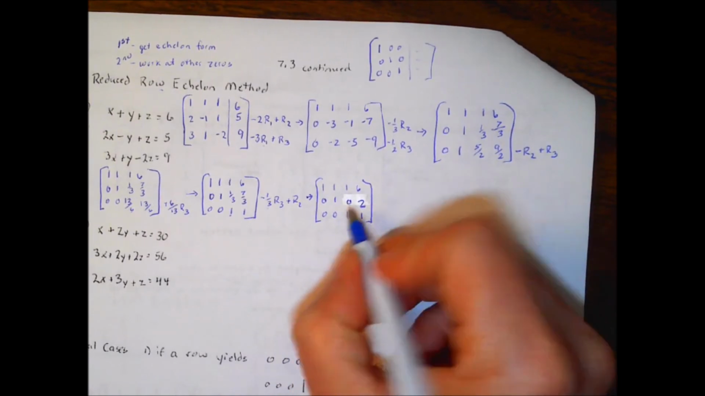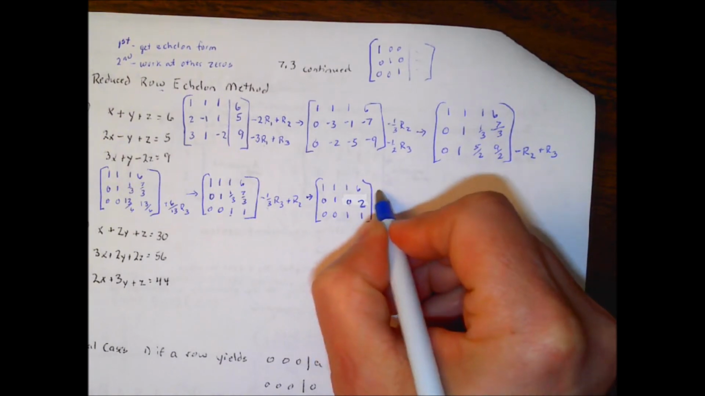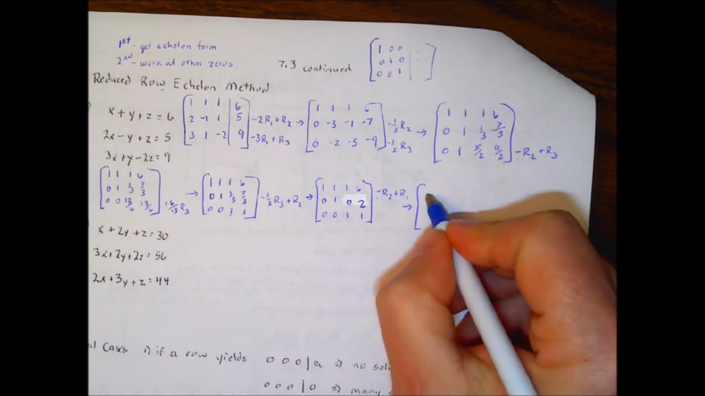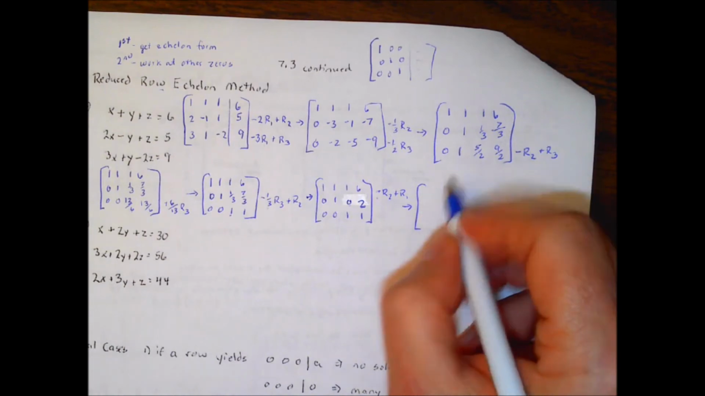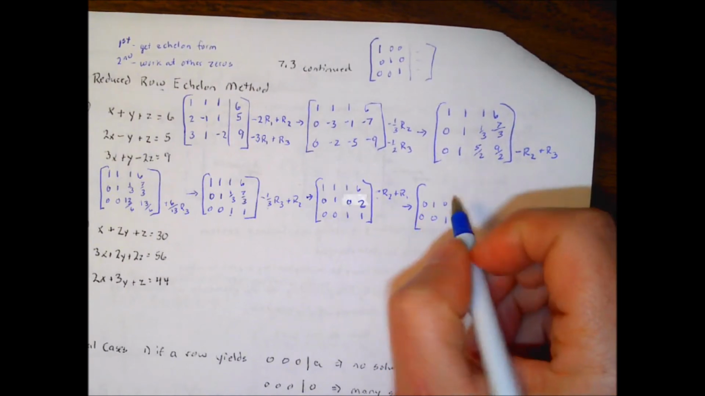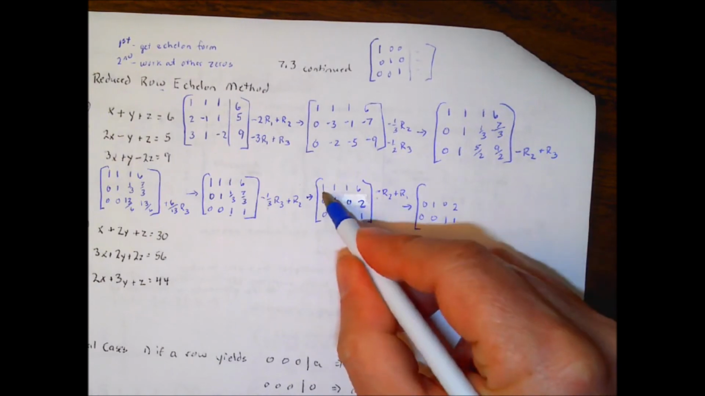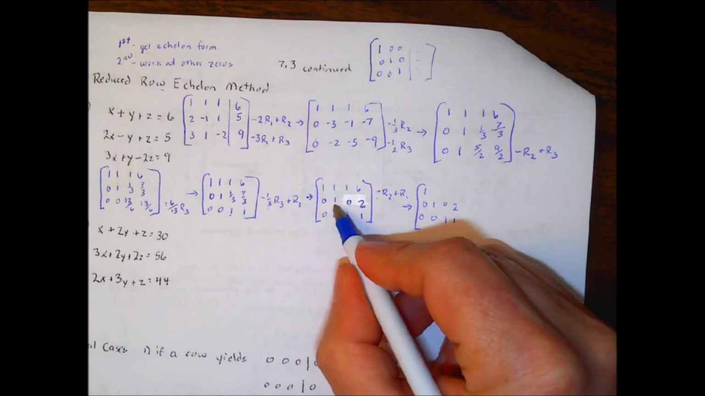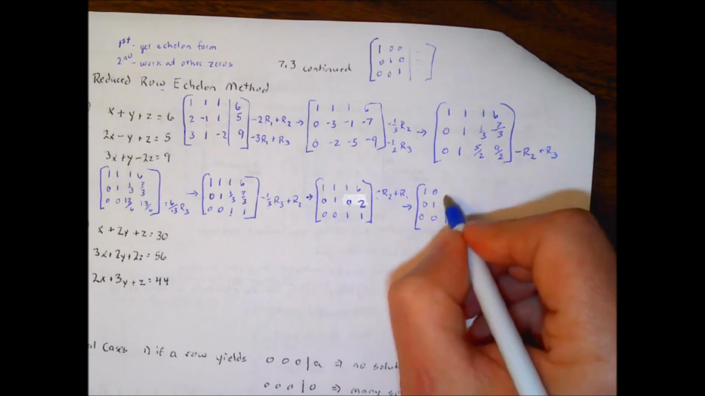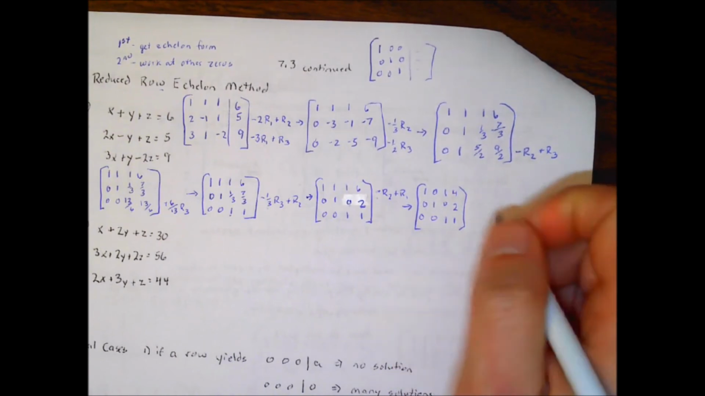So I'm going to take negative R2 and add R1 to it. So when I do that, negative 0 plus 1 is 1 still, and negative 1 plus 1 is 0, and negative 0 plus 1 is 1, and negative 2 plus 6 is 4. Okay, so I got the 0 there. Now I need to get the 0 here, then I'm done. So I'm going to do negative R3.